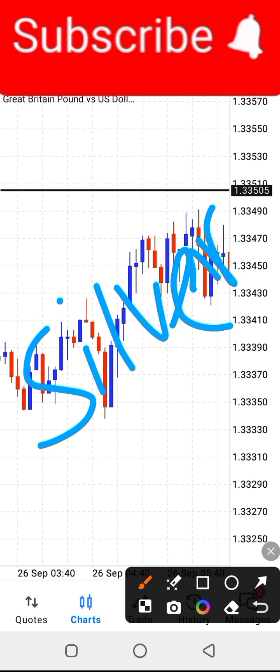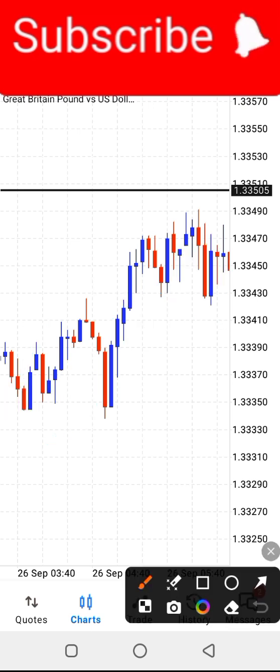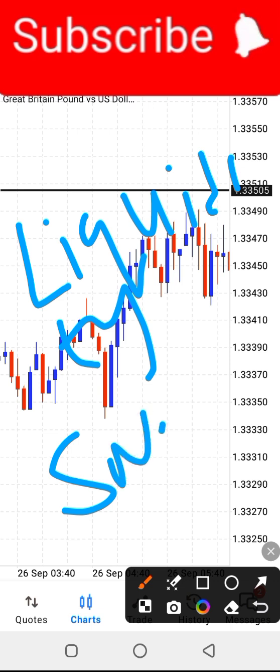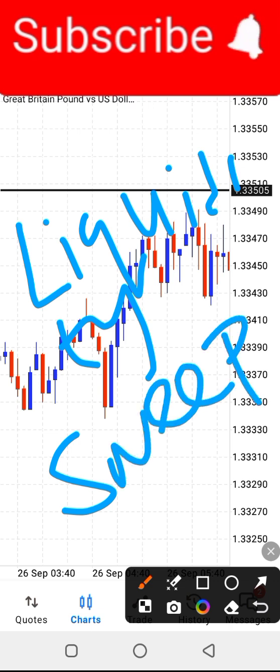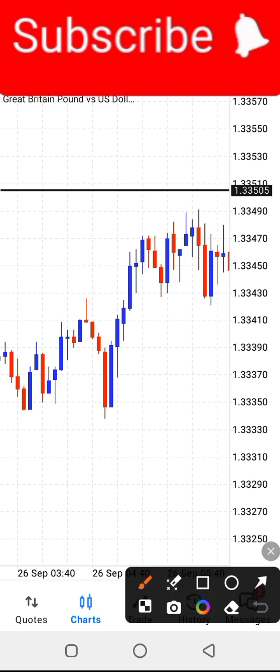You actually need three things in order to make this particular strategy work. So what are the three things you need? The very first thing, there must be a liquidity sweep of some sort. That's the very first thing you need. If you don't know what a liquidity sweep is, you would need to go and watch some of my videos where I explain liquidity sweep and stuff like that.